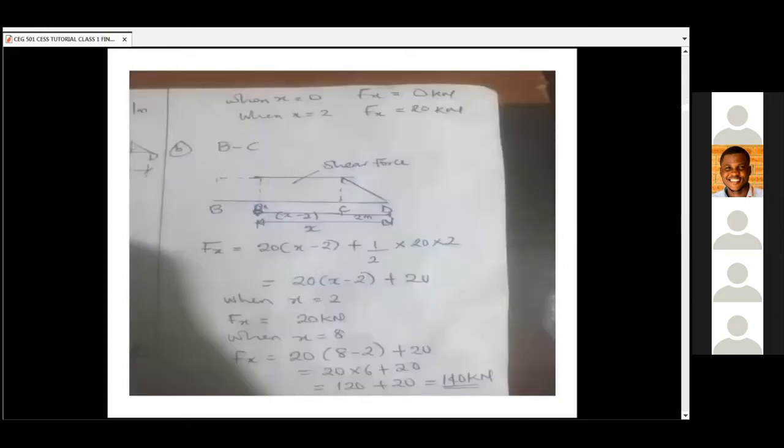Okay, so from BC now, we are considering span BC. And you know, with shear force, it compounds. So we need to consider it from point D to point B prime, which is the new point that we have taken in the span BC. Okay?